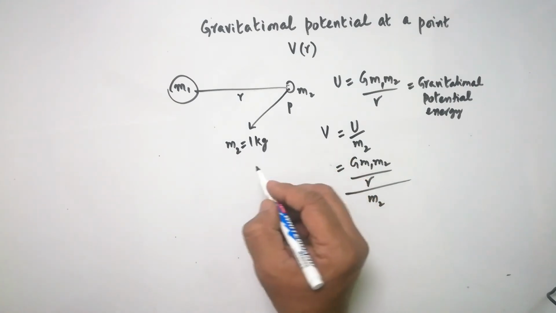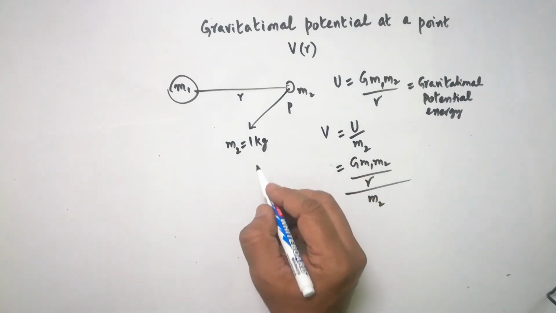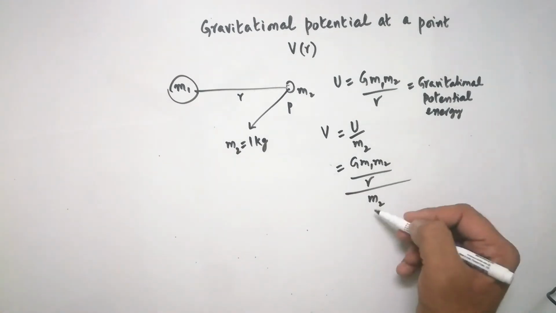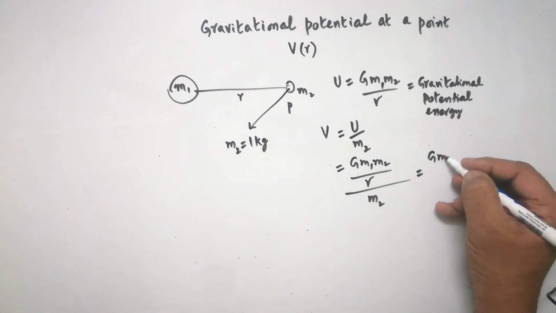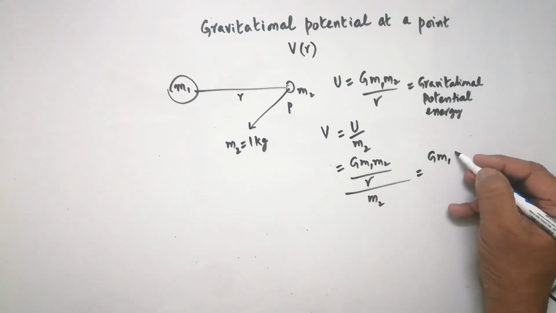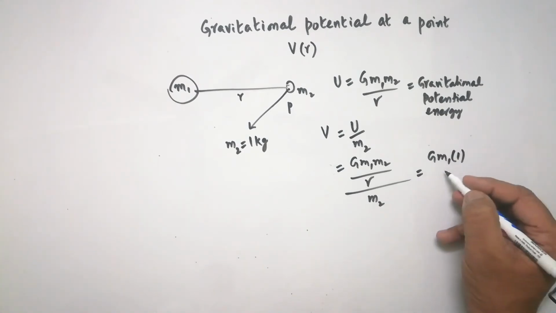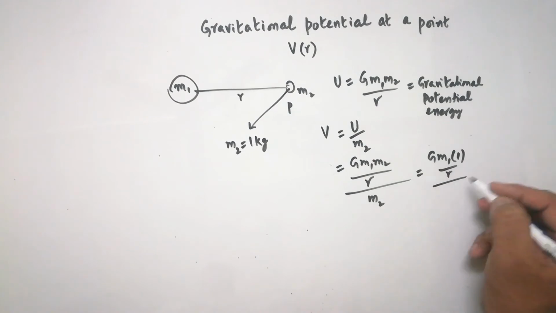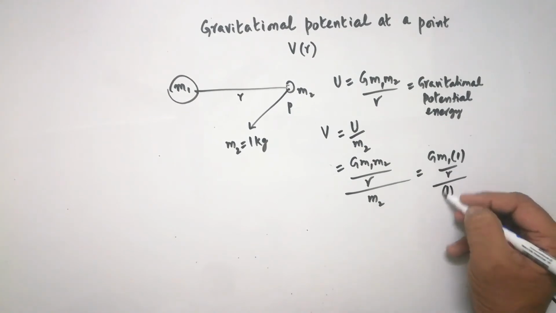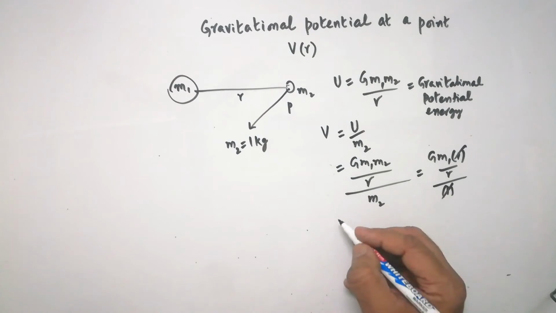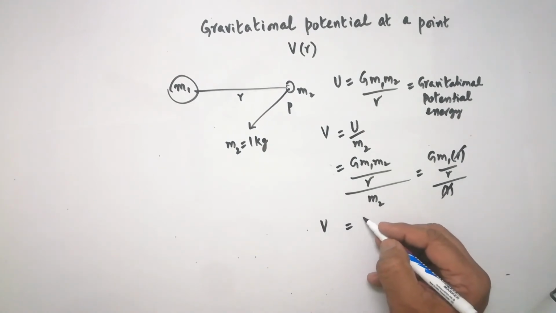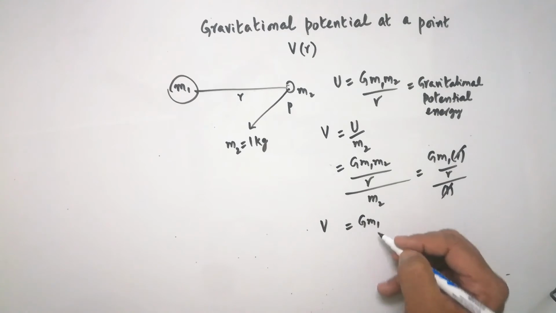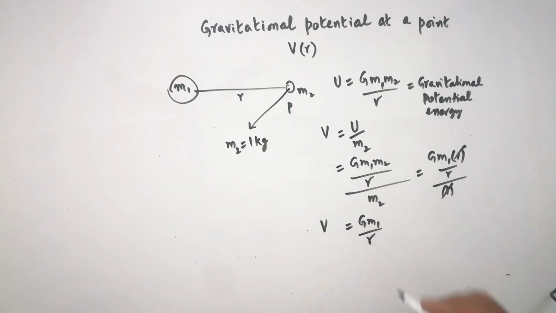Let us imagine unit mass means it should be equal to 1 kg. So in both the expressions, we can substitute 1 kg. G m1 times 1 divided by r. Here also you substitute 1 kg. So both can be cancelled. So finally we are able to get the expression for V. So what is the expression now? G m1 divided by r can be written.